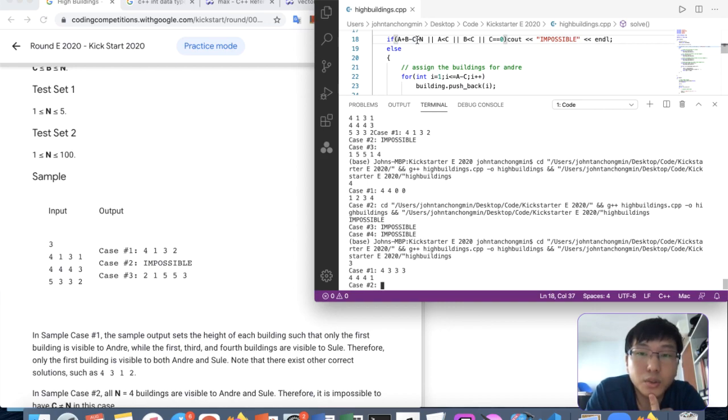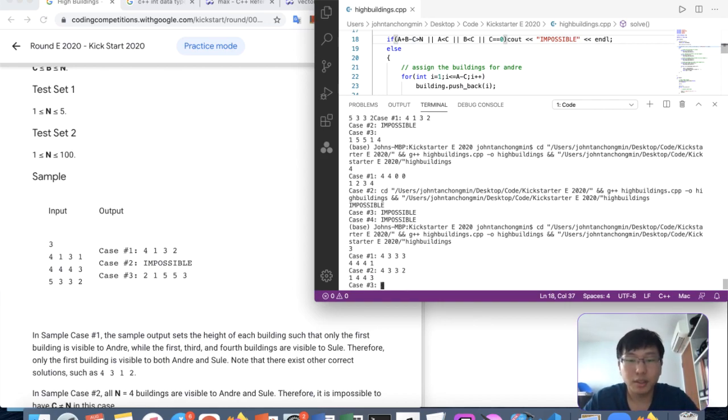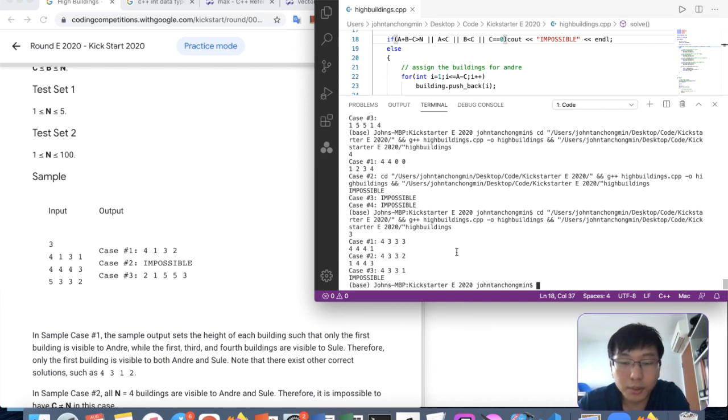Okay, if A equals C and B equals C, let's just try 4 3 3 2 first. Yeah, this is correct. 4 3 3 1 is impossible. Okay, so 4 3 3 2 is okay. 4 3 3 3, on the other hand, should be impossible, but how do we code this?